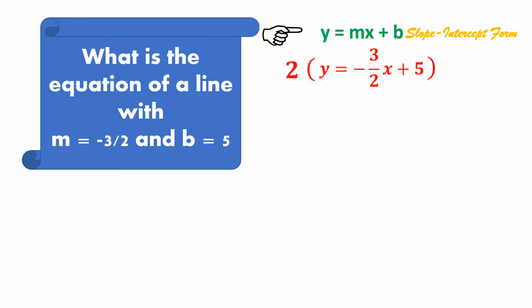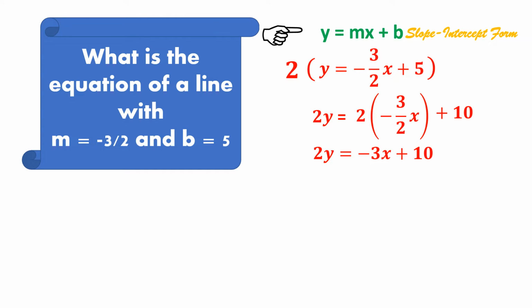So using distributive property, 2 times y is 2y, and negative 3 halves x times 2, and then multiply also 5 by 2. So that is 10. And then 2 times negative 3 halves x, we will cancel out 2. So the remaining terms now are 2y is equal to negative 3x plus 10. So we will write this again in standard form.